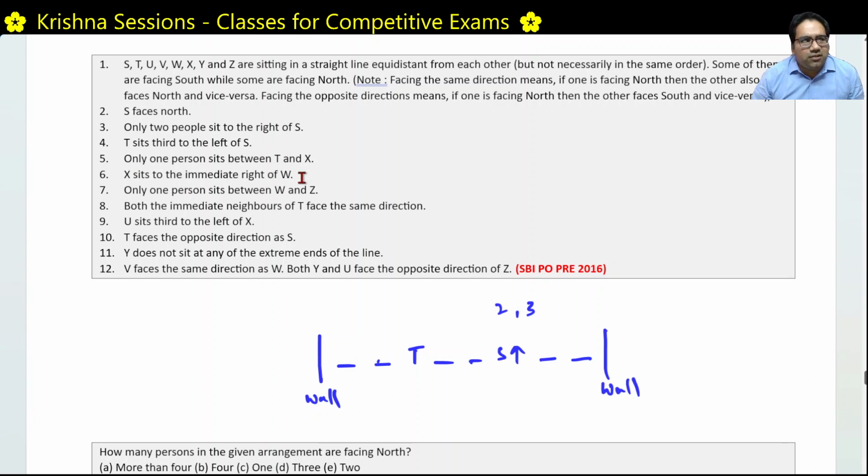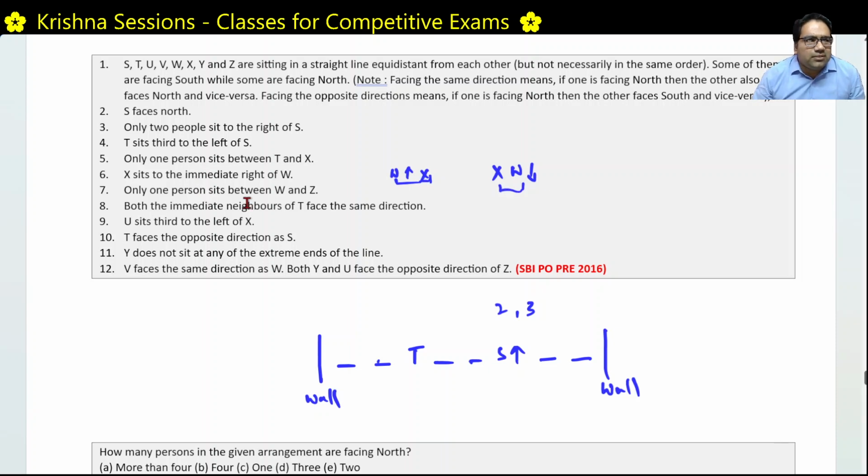X sits to the immediate right of W. Condition number six, what does that mean? If W is facing north, X will be here. If W is facing south, X will be here. That is the meaning of this sentence. We don't know whether W is facing north. If he is facing north, X will be towards his right side, which is here. But if W is facing south, X being to its right means he will be here. In both cases, there is no one in between.